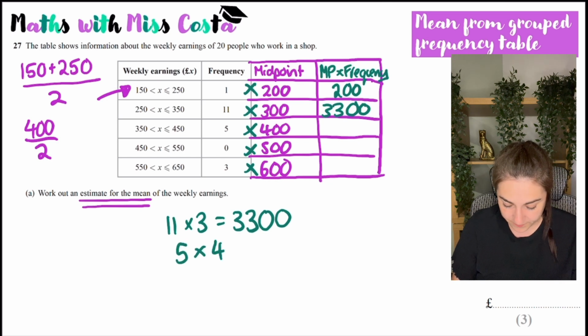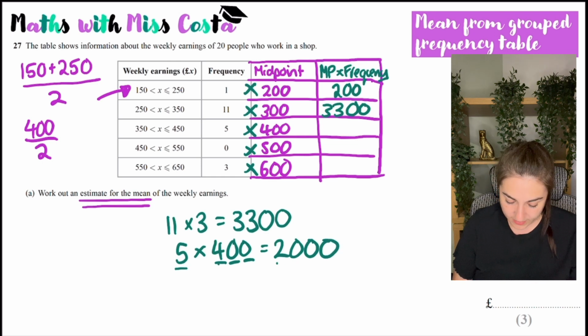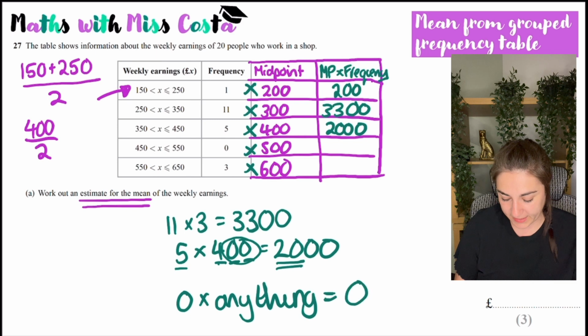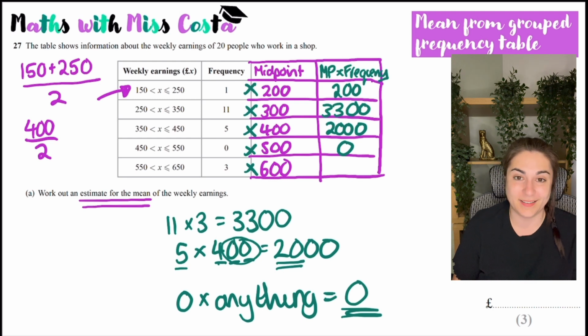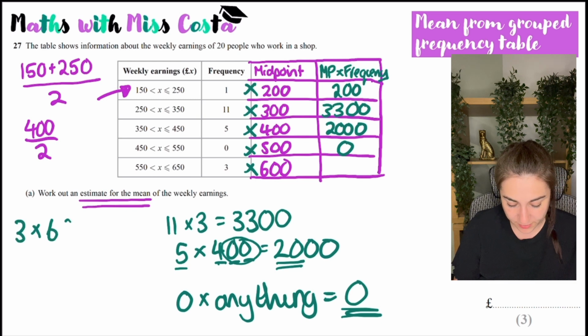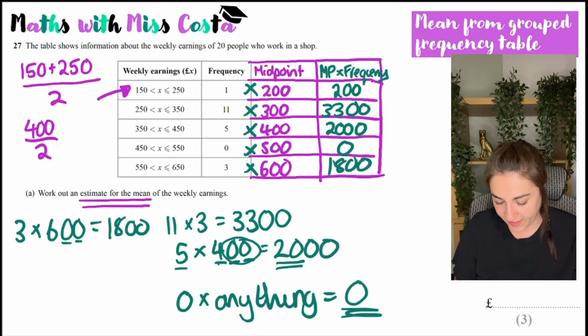5 times 400, so let's do it the same way. 5 times 4 is 20, times by 10 is 200, times by 10 again is 2,000. Or you could just do 5 times 4, which is 20, and then add on the 2 zeros. So that's 2,000. 0 times 500 is 0, because if no people earn £500, then no money is earned. And then 3 times 600, so 3 times 6 is 18, and then add the 2 zeros, so 1,800.